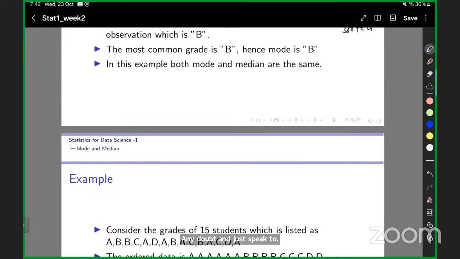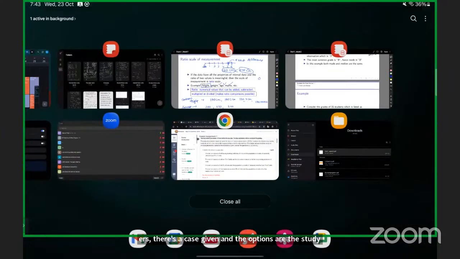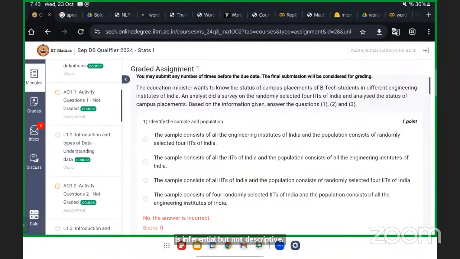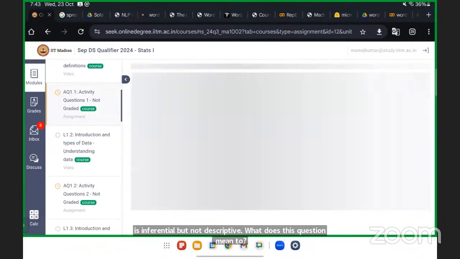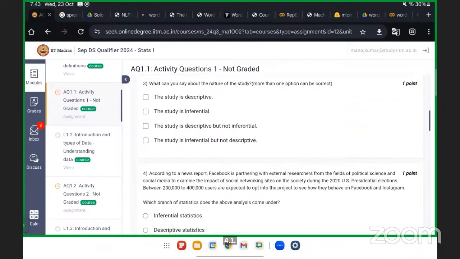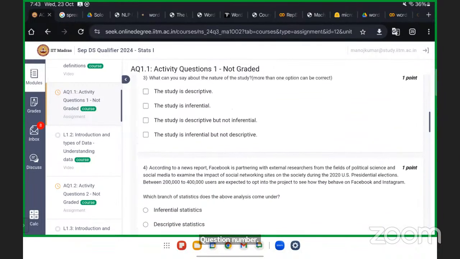Excuse me, sir. There's a question in activity 1.1 that refers to a case given, and the options are: the study is inferential but not descriptive. What does this question mean? Question number 3.